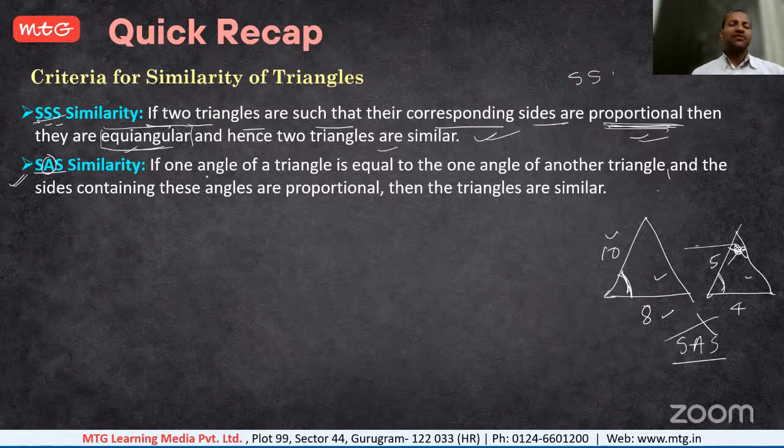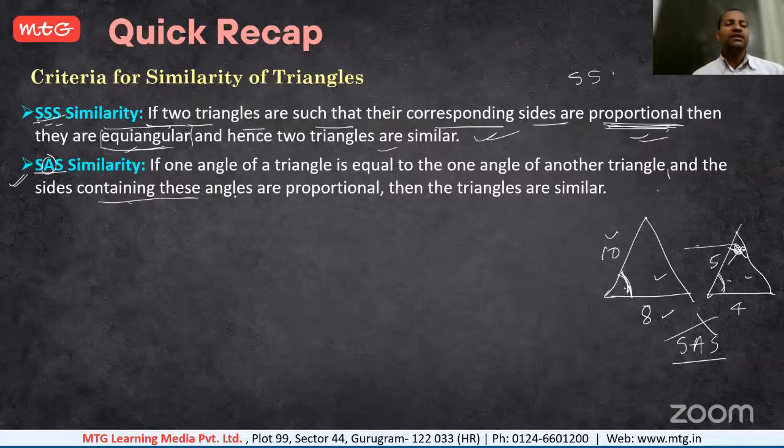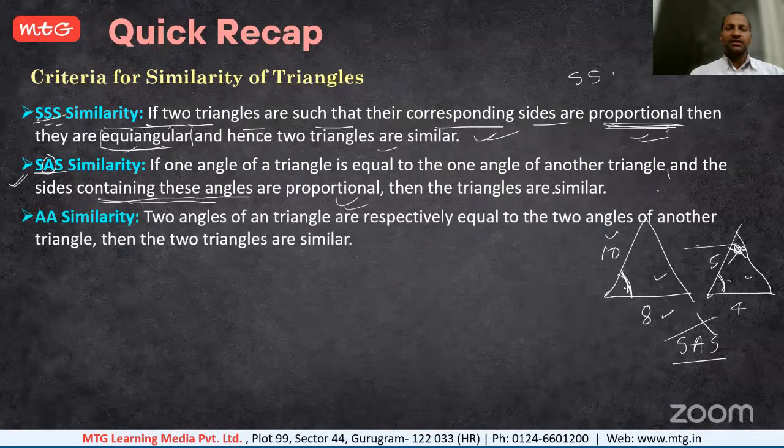So it says that if one angle of a triangle is equal to one angle of another triangle, okay, and the sides containing these angles, meaning the sides between them, are proportional, then the triangles are similar. This is the second criteria.